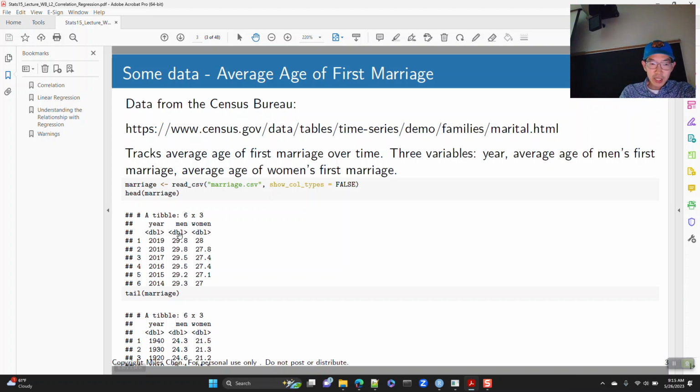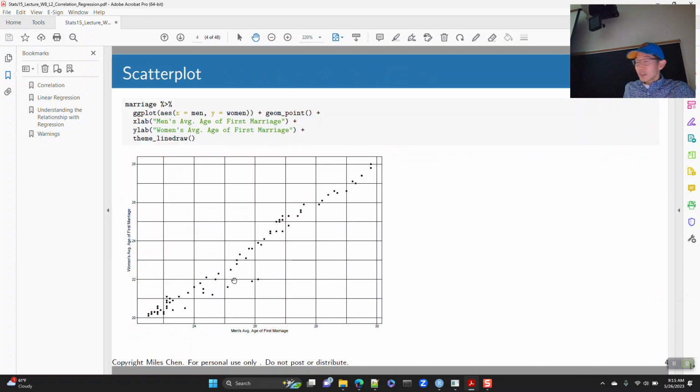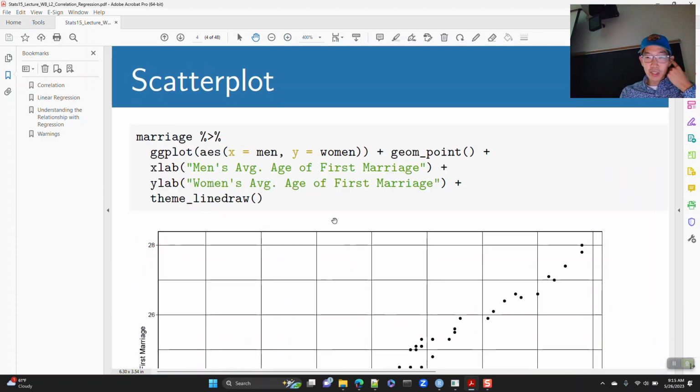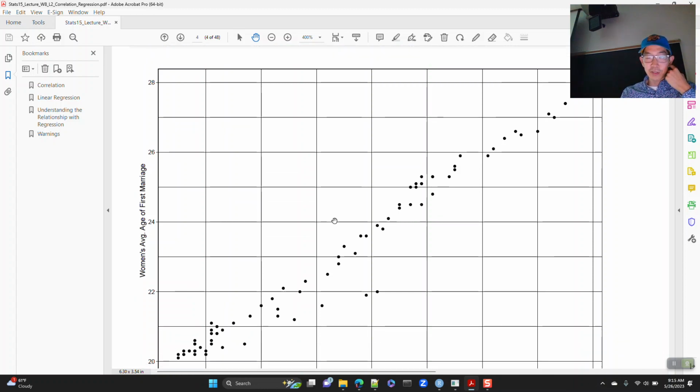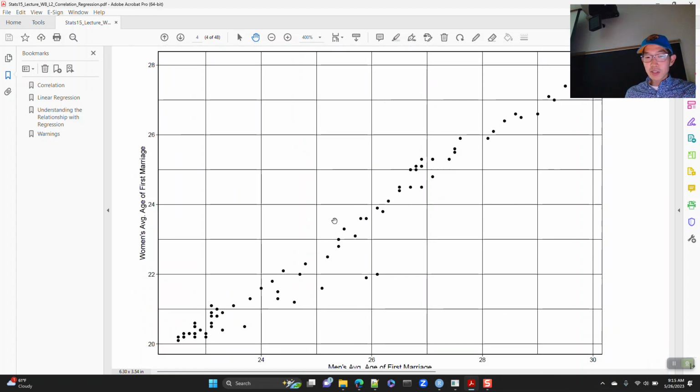And so these are kind of the numbers, and they've been tracking this since, I guess, 1890 or whatever. And if I plot men's average age of first marriage against women's average age of first marriage, this is kind of the relationship. Again, this is not saying this man married this woman, because what we're saying is a relationship. Each dot is a different moment in time.